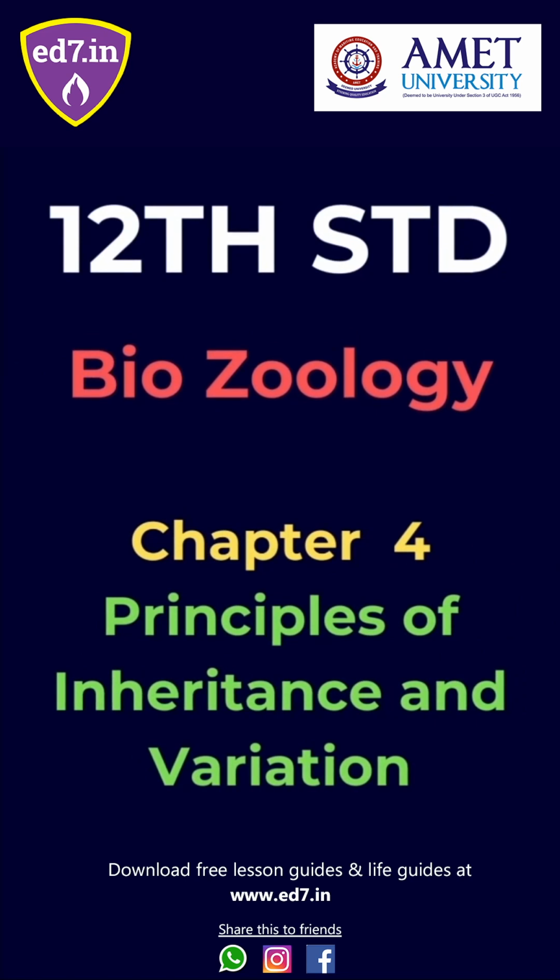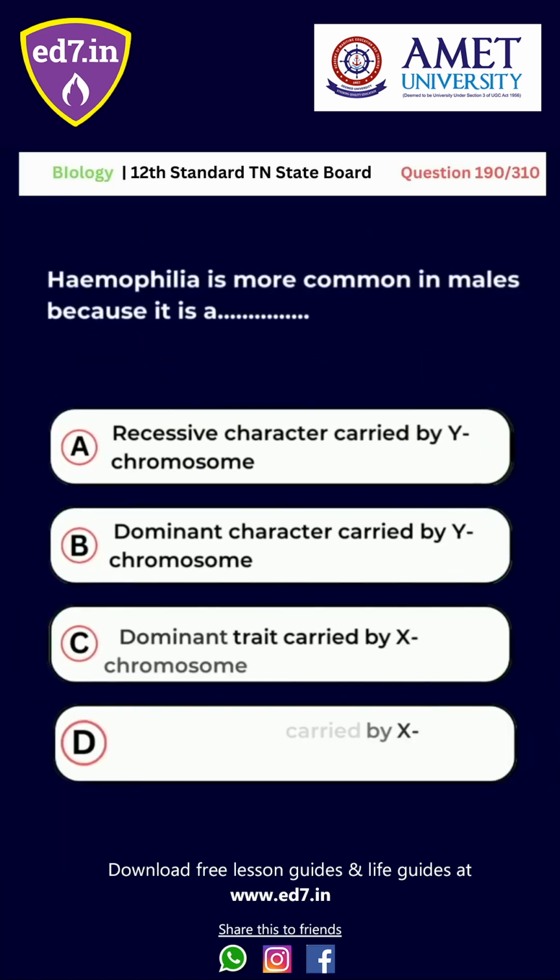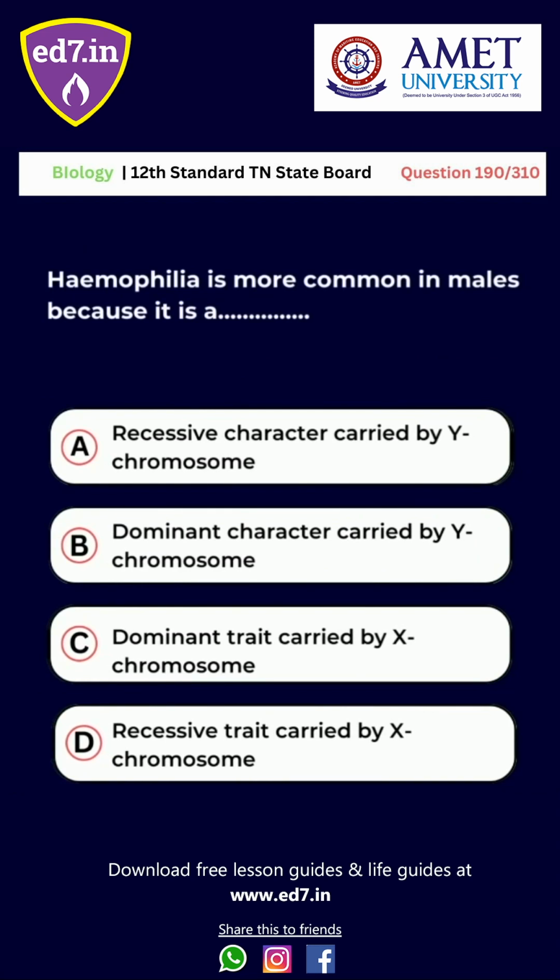Chapter number 4. Principles of inheritance and variation. Question number 190. Hemophilia is more common in males because it is A. Recessive character carried by Y chromosome. B. Dominant character carried by Y chromosome. C. Dominant trait carried by X chromosome. D. Recessive trait carried by X chromosome. And the right answer for this question is option D. Recessive trait carried by X chromosome.